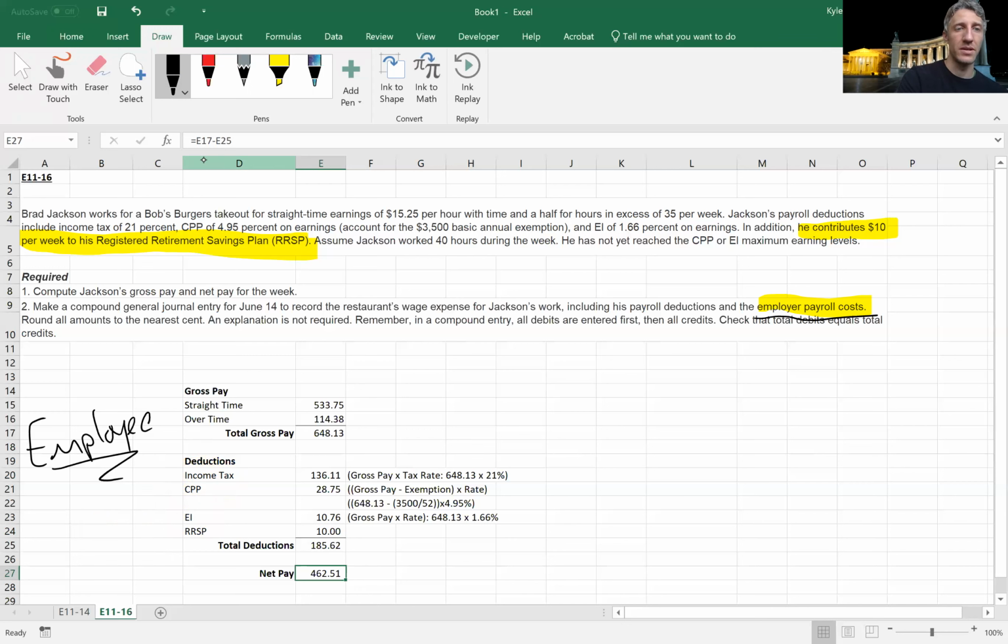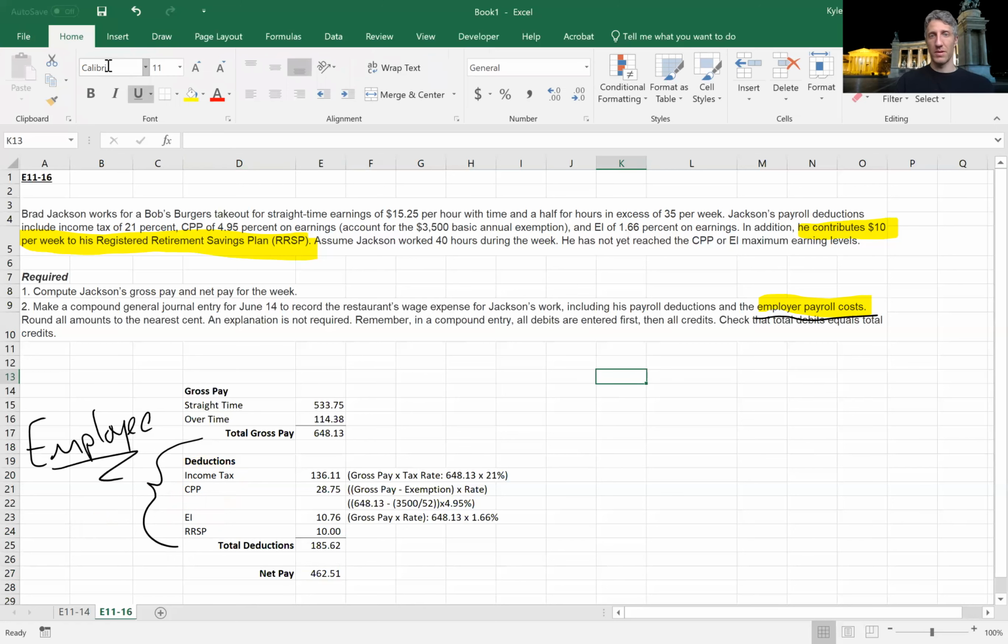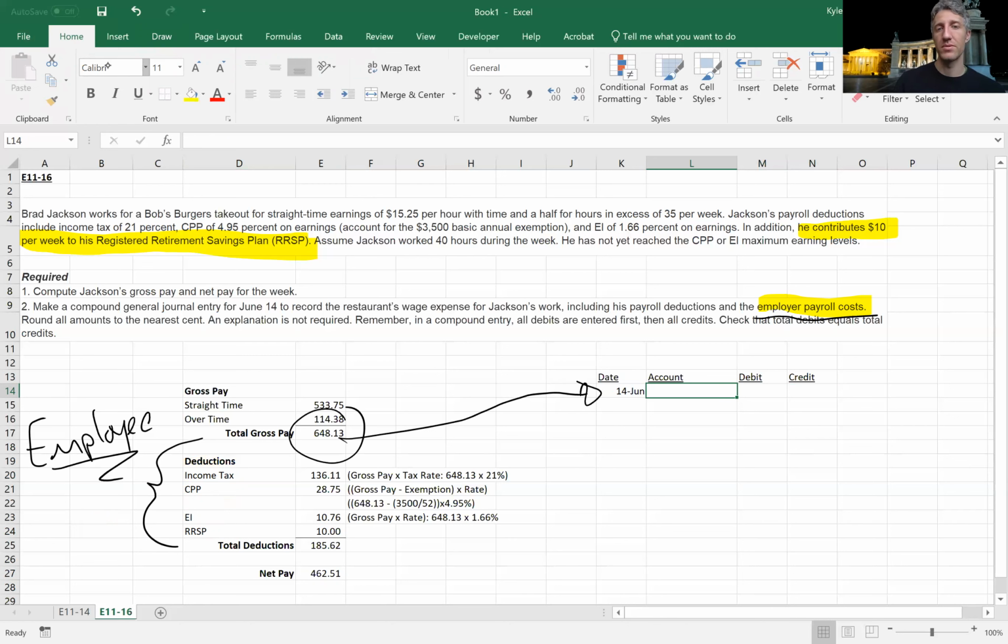Okay, actually, I'll keep that there. So I'm going to give myself a journal entry template. Just bear with me while I get this set up. Okay, and it was June 14th. So the wage expense to the employer is going to be the total gross pay. This is going to be the wages expense to the employer.